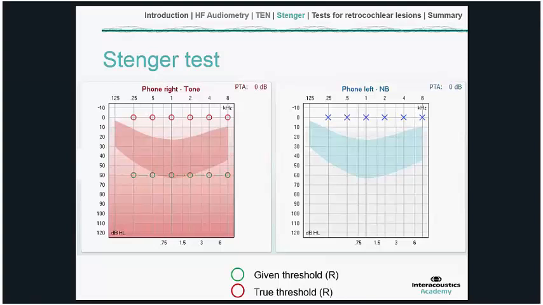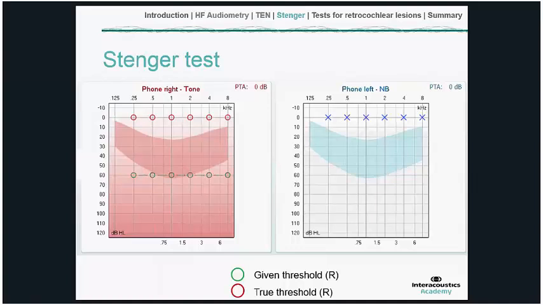But what we can also see on the right ear are these green thresholds, these green circles, and these are the thresholds that the patient is providing. So this is a non-organic hearing loss. It's not a true audiogram. There's some reason, perhaps psychological or other, as to why they might be exaggerating the hearing loss, and in this case they're exaggerating it to 60 dB HL.